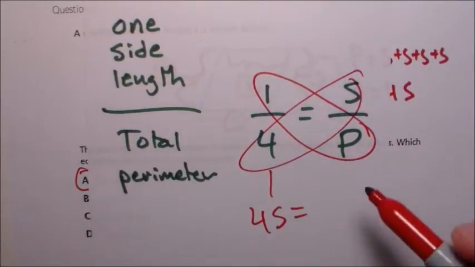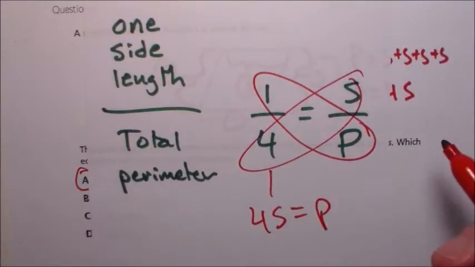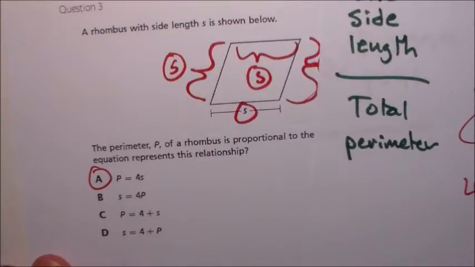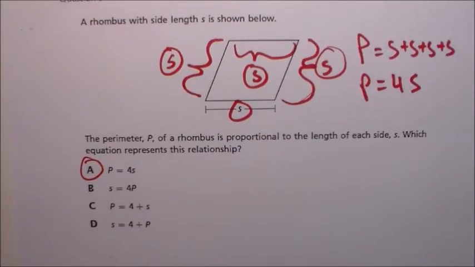4S equals 1 times P, or just P. 4S equals P. Well, that's what we got doing it the other way. So we did it 2 ways, and we are definitely good to go.